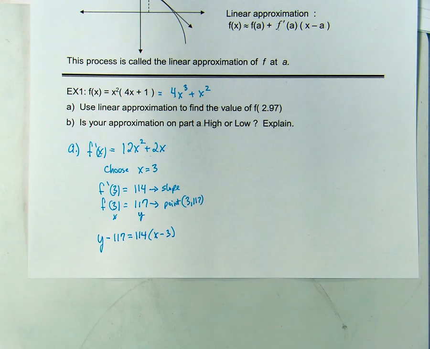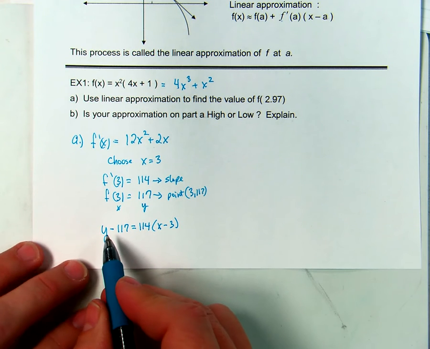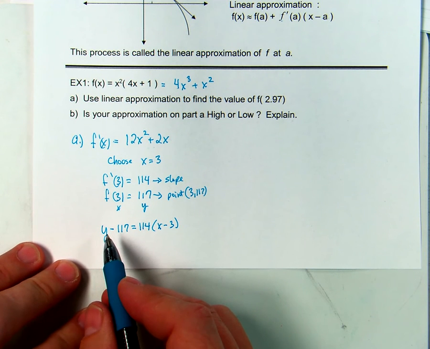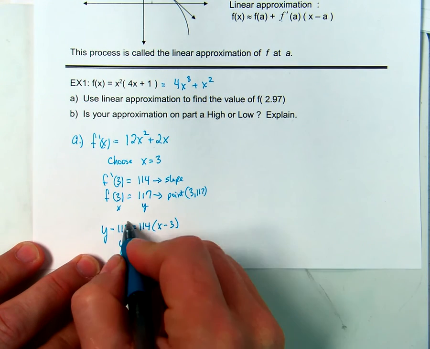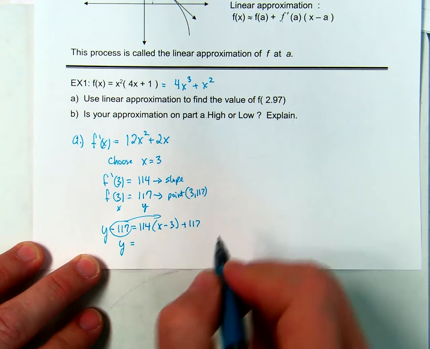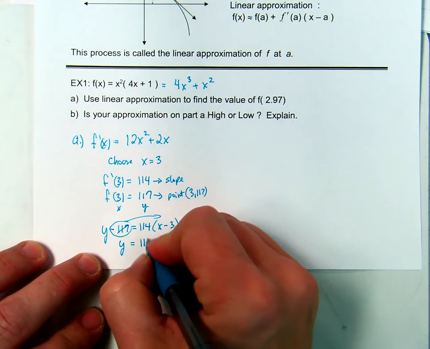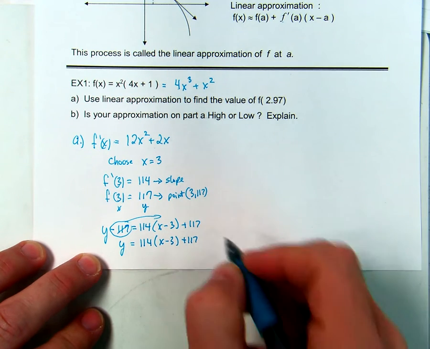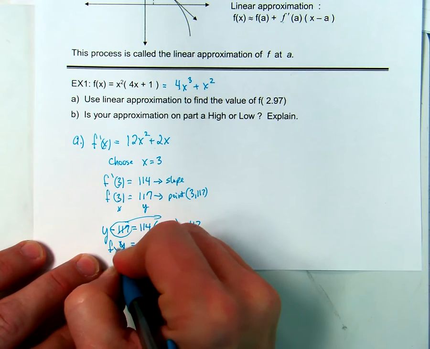Isn't that correct? So then, let's simplify this or solve for y. And can't we say y and f of x are the same thing, right? So let's say y equals, we're going to move the 117 across, which just means we're going to add it, right? So it's going to go away there. So y equals 114 times x minus 3, plus 117. And really, we could just say that's the same thing as f of x.